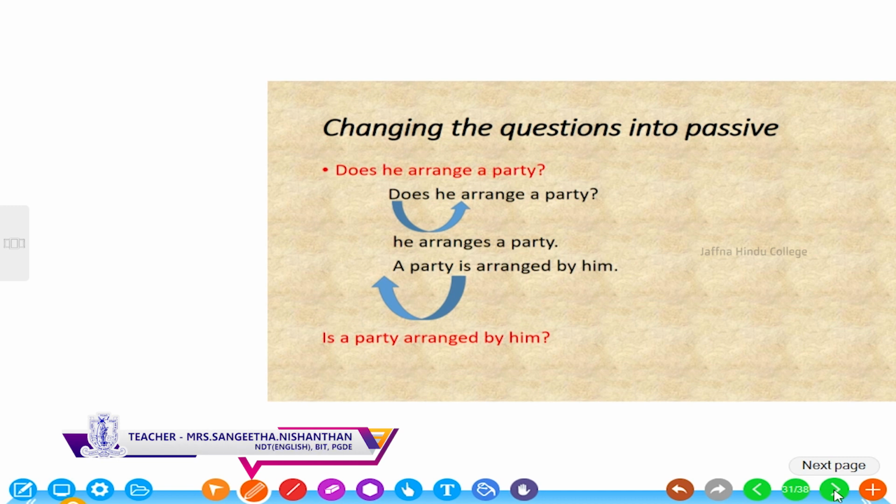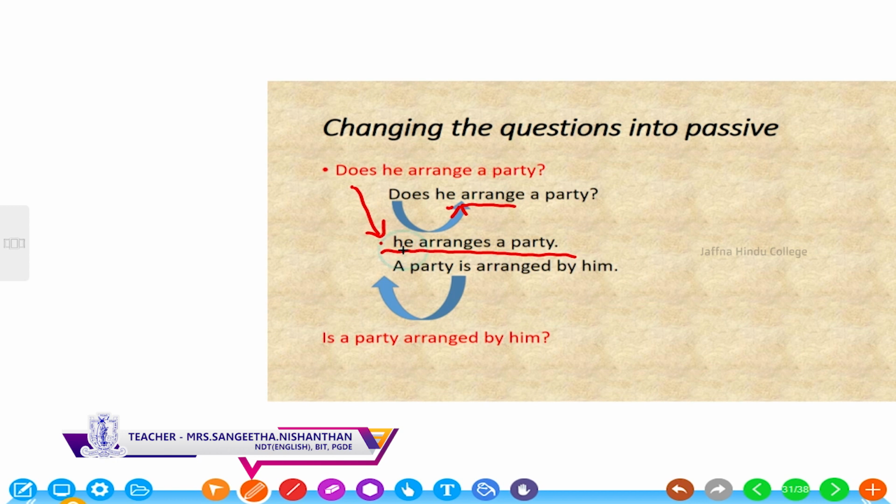Does he arrange a party? This is a yes or no question. Already the does was there earlier, after the subject and combined with the verb arrange. So, when it was a statement earlier, it will be like this. He arranges a party. This is the statement or sentence. We made it as question like this. Now, we change it to the earlier form. He arranges a party. Now, you can change it into passive.